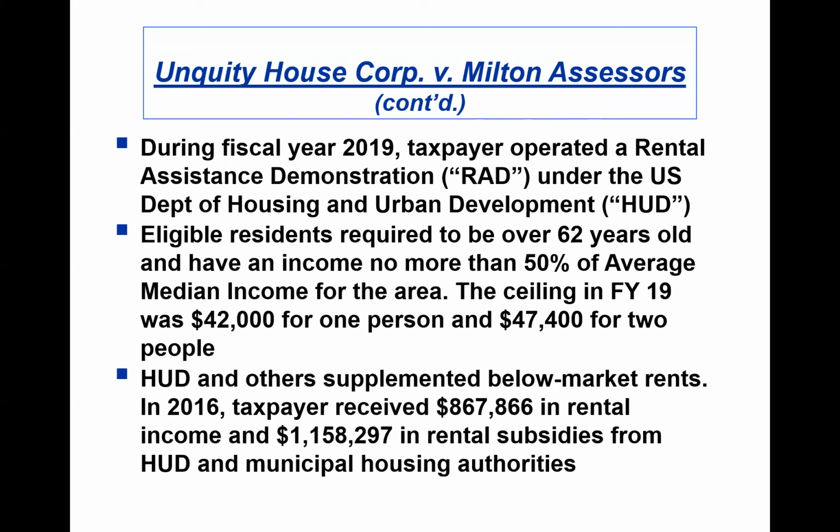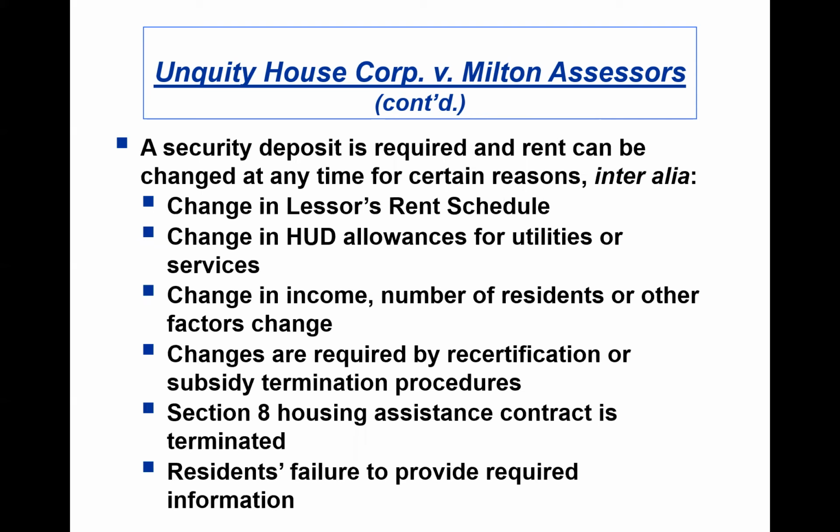HUD and others supplemented below-market rents. In 2016, the taxpayer received $867,866 in rental income, but considerably more than that, $1,158,297 in subsidies from HUD and municipal housing authorities. Next.